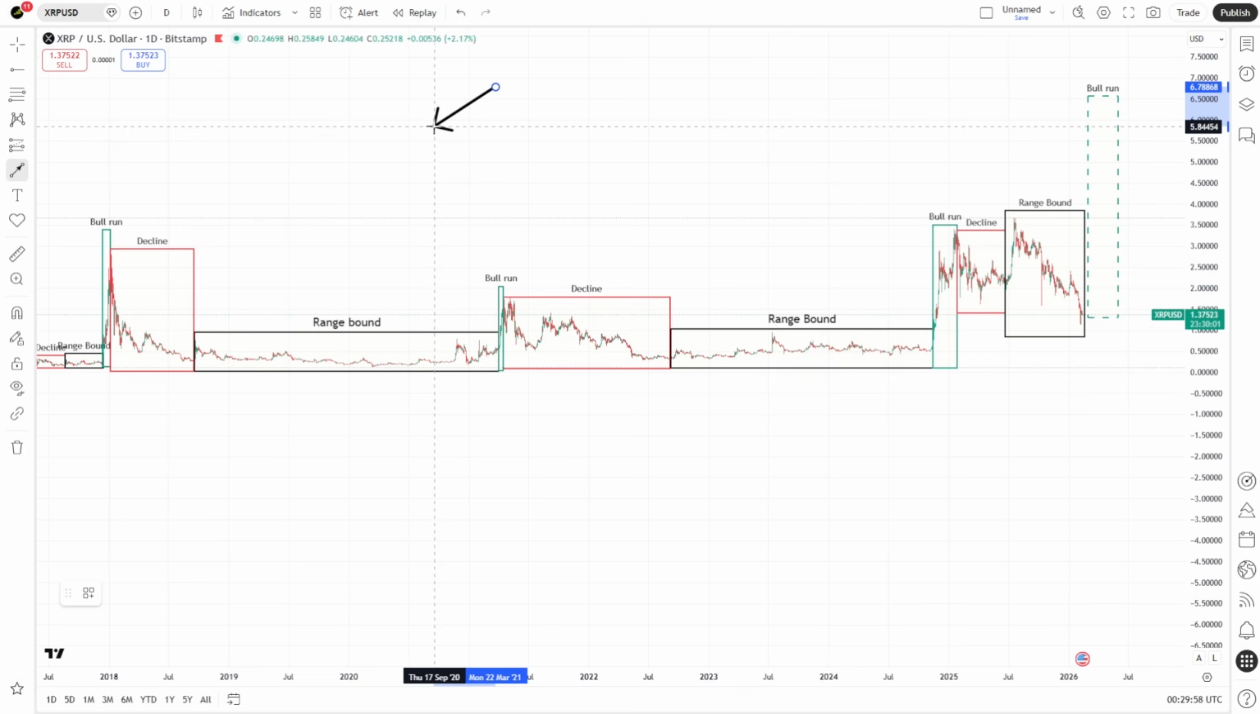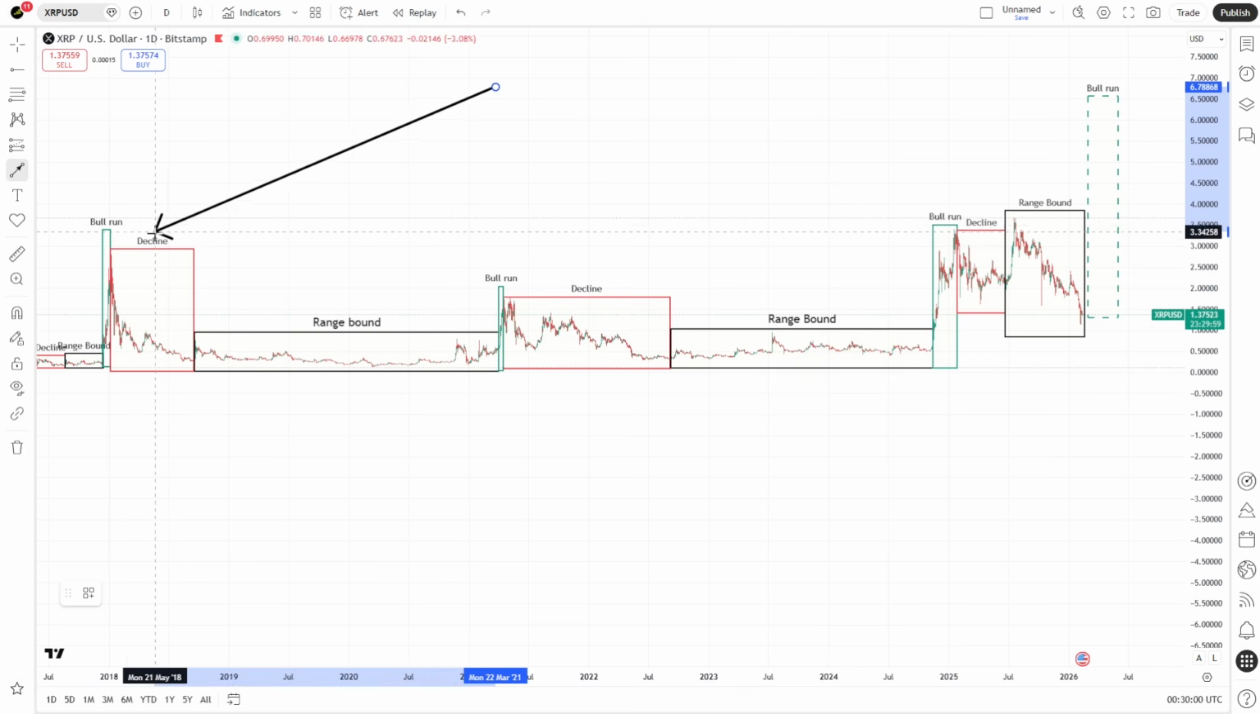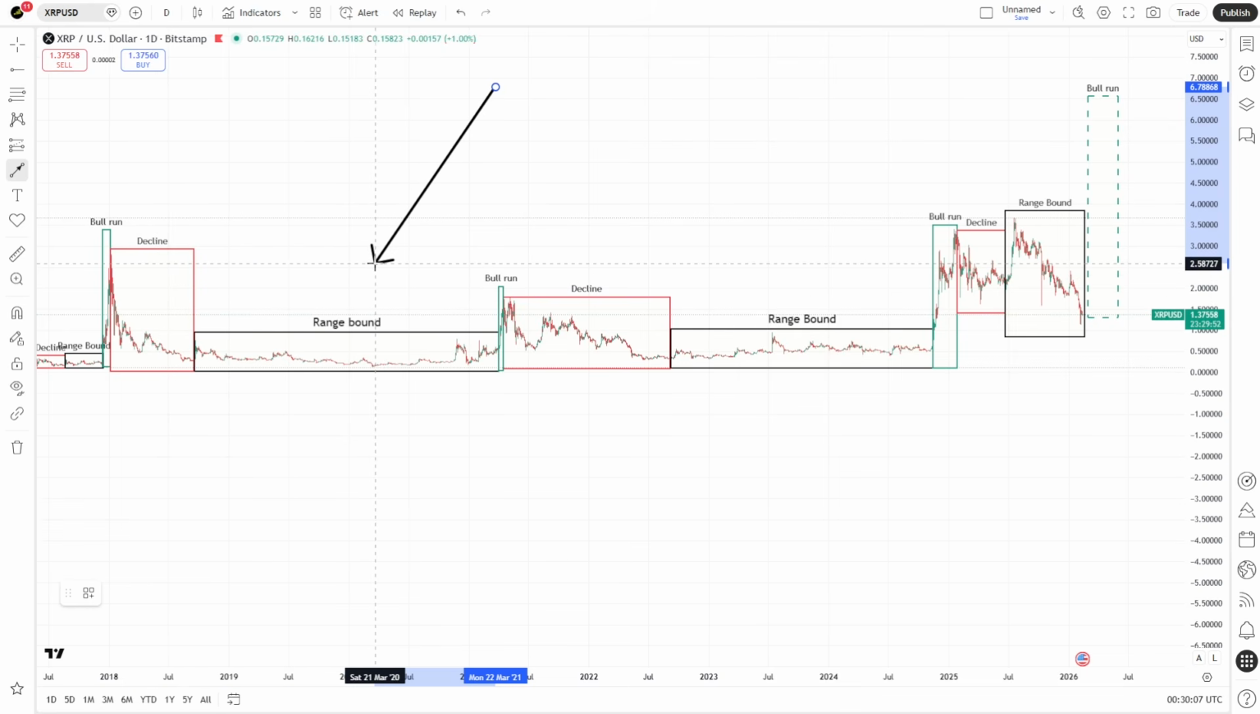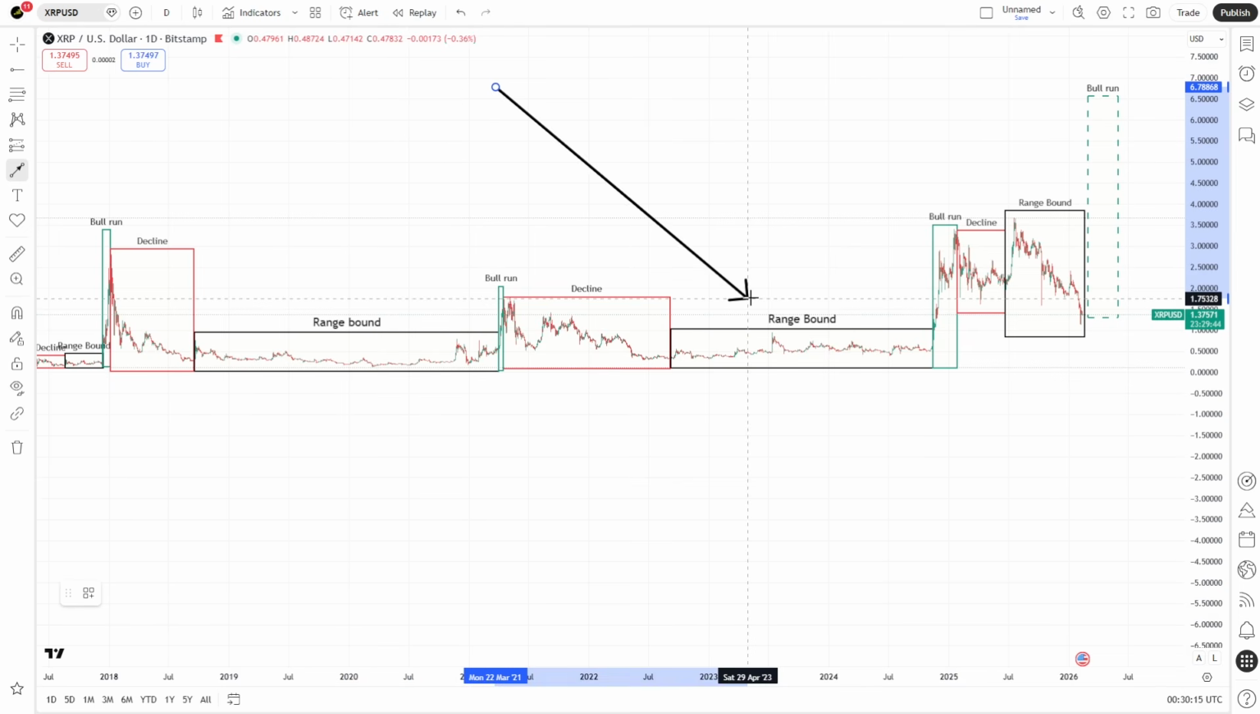XRP has different seasons. There's a bull run, followed by a decline, and then followed by a range-bound time. It's these three seasons that repeat over and over again. I pointed this out on almost every single XRP video, and the reason is it's important that you understand this. Bull run, decline, range-bound time.